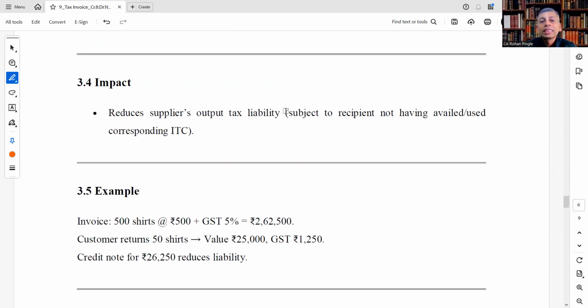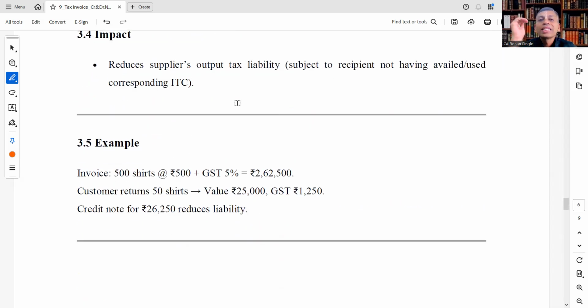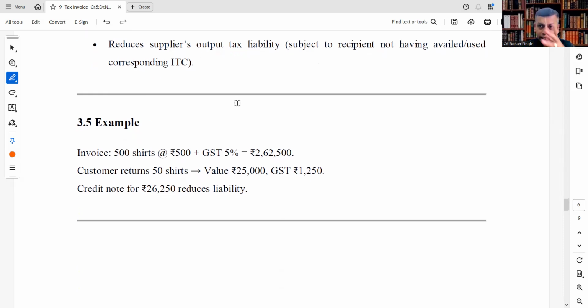Impact. What is the impact of issuing credit notes? It reduces the supplier's output tax liability, subject to the recipient not having availed or used the corresponding ITC. Let's see an example.